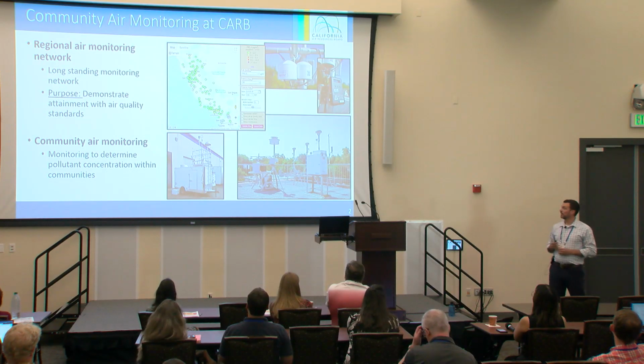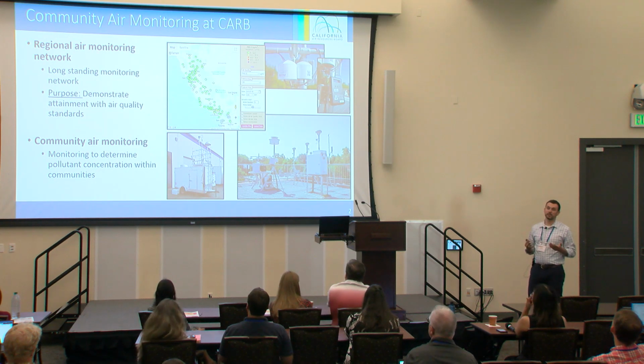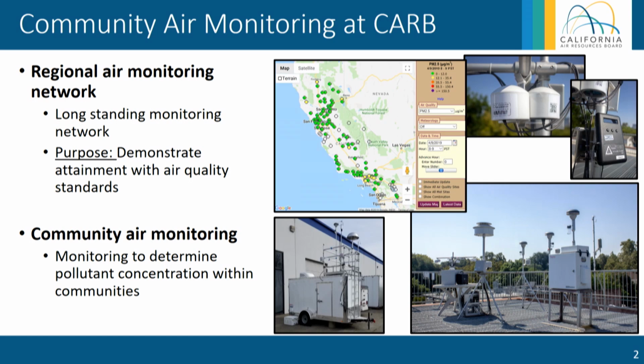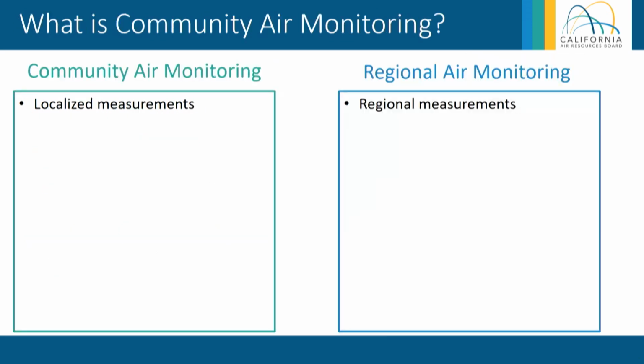So to start, we have to start with the regional air monitoring network that's been around for a long time. The purpose for this is really looking at attainment with the air quality standards, just as a broad item. And community air monitoring is a little different. We're not really looking at basin-wide ambient air quality standards. It's more, what is the pollutant concentration within individual communities? And so that sounds great. What does that mean in terms of some of the more details?